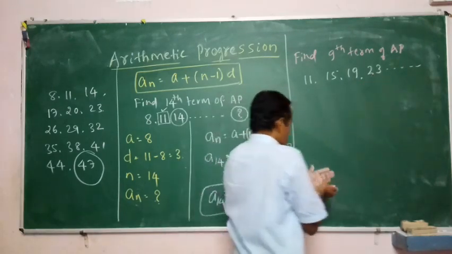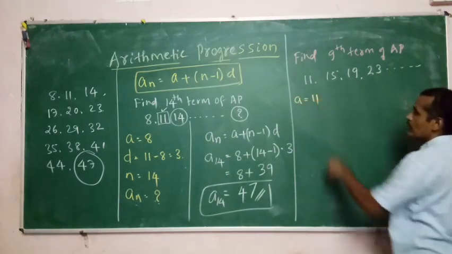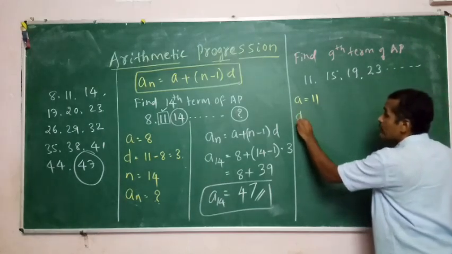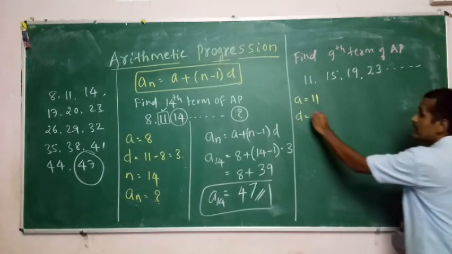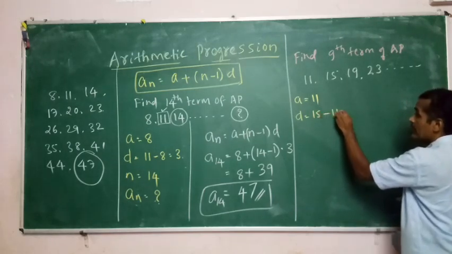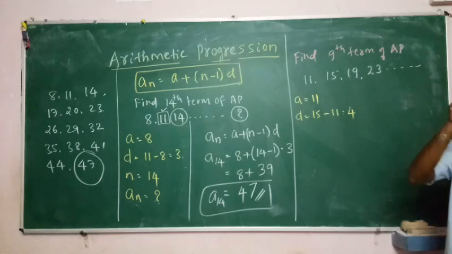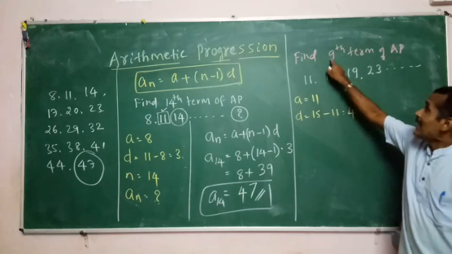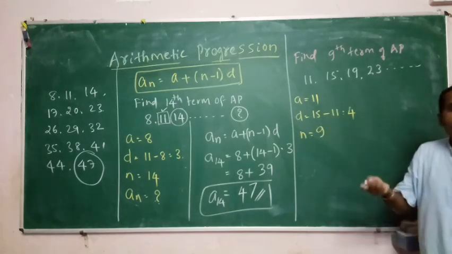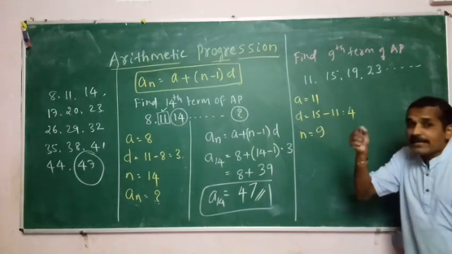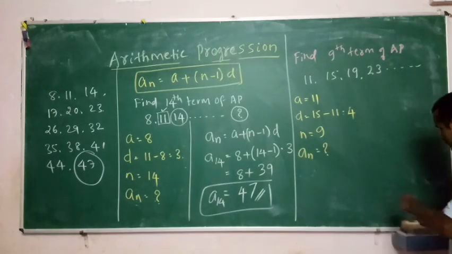Come on, let us see now. What is what? A is equal to 11. Common difference. I have told you the common difference method. Second term minus first term. It is 15 minus 11. Answer is 4. Okay? N. Which value do I have to find? 9th term. N is equal to 9. What do I have to find? What is the value in the 9th place? An is question mark. Okay?